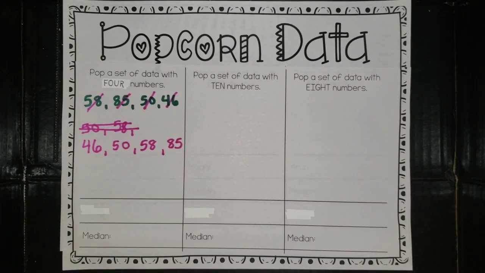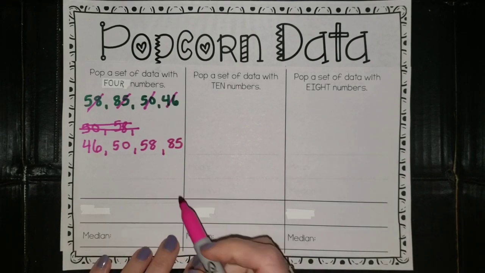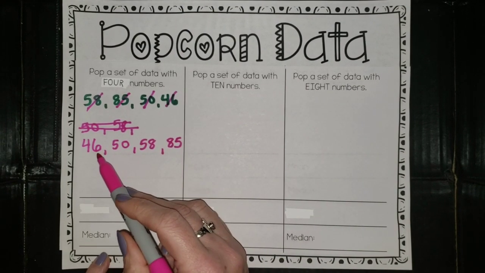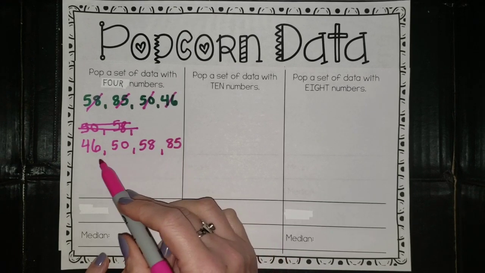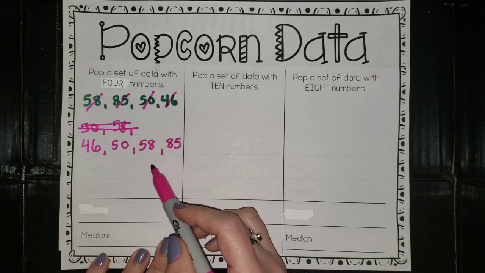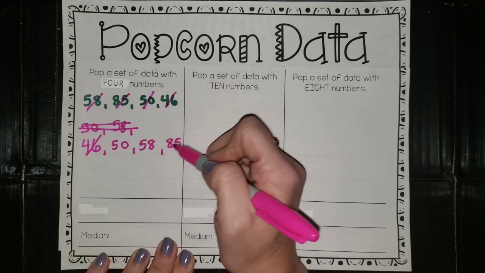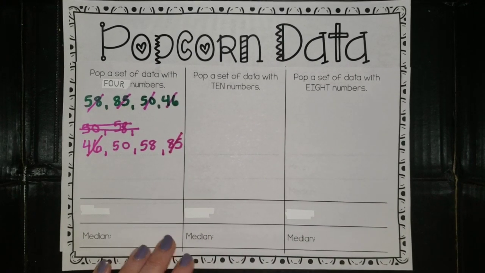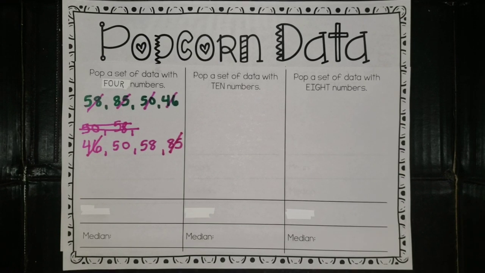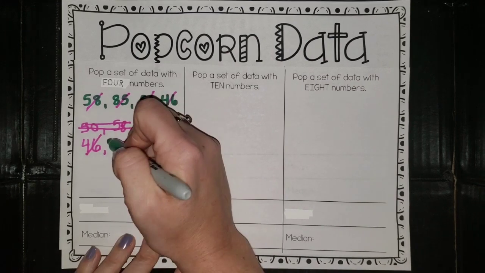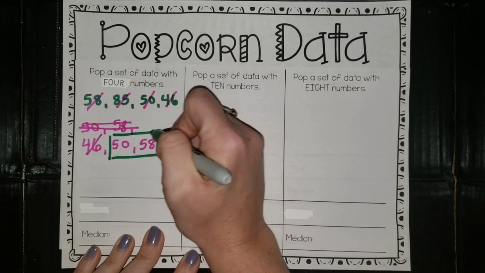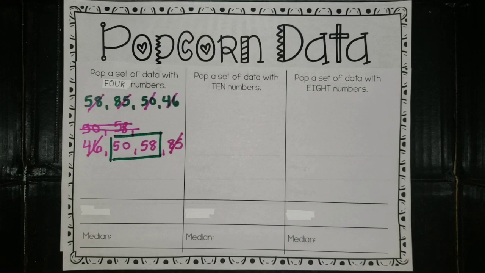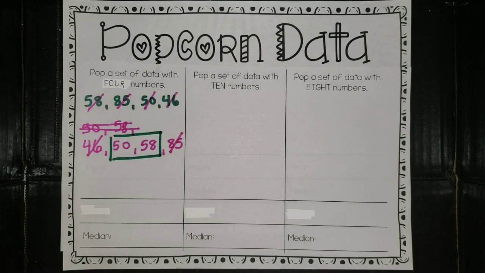85. What you remember from before is that we eliminate the least and greatest numbers until there was a single number left. We eliminate 46, and then we eliminate 85. But we see that there are two numbers left in the list. Now we can't say that the median is 50 and 58.